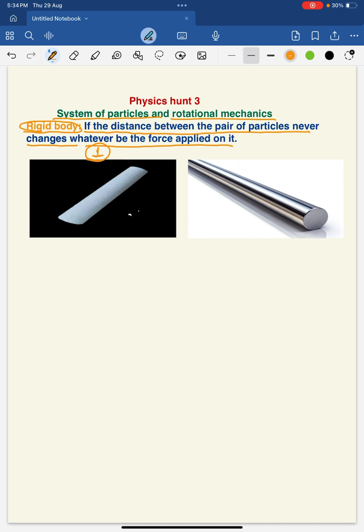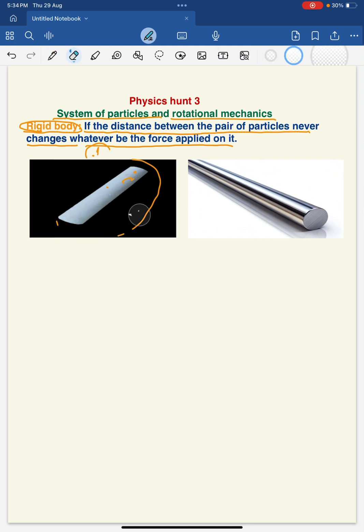So the first diagram is a chalk piece, right? So this is the chalk piece. The chalk piece is nothing but a type of rigid body only, because it contains n number of particles inside. So these are the particles present inside the material, right?